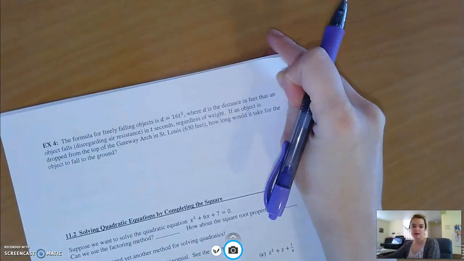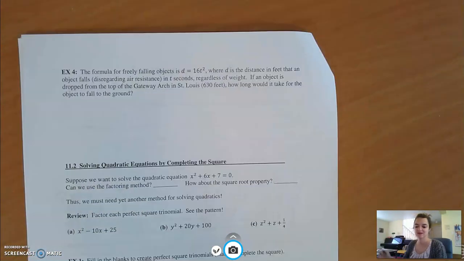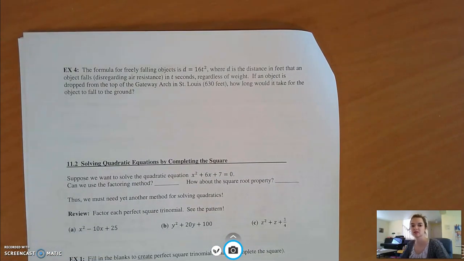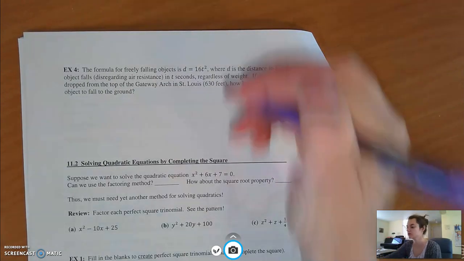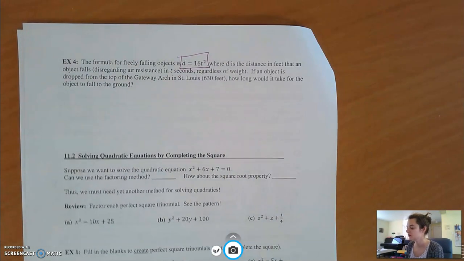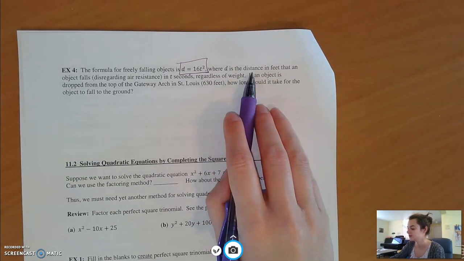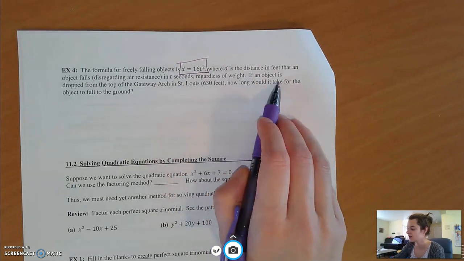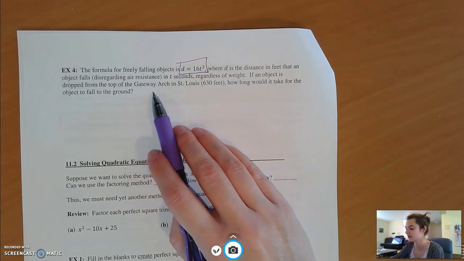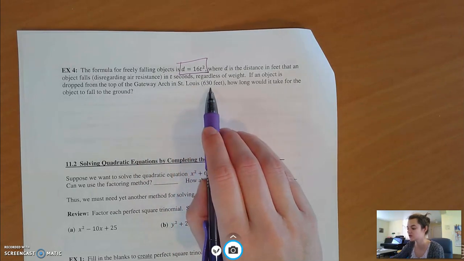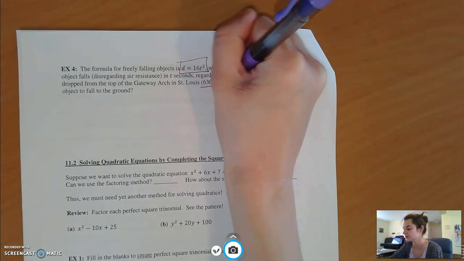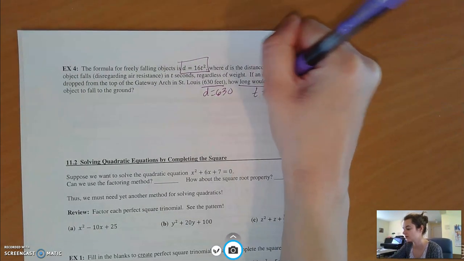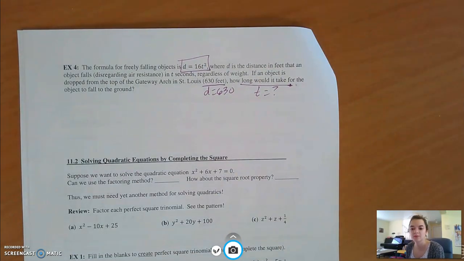Alright, we have one last problem, which is an application problem. So we have a formula for falling objects, and it's d equals 16t squared. Here it is. Okay. And d is the distance in feet, t is the time in seconds, and an object is dropped from the very top of the Gateway Arch in St. Louis, which is 630 feet. So there's our distance. How long would it take? So we're wondering what the time would be for the object to fall to the ground.